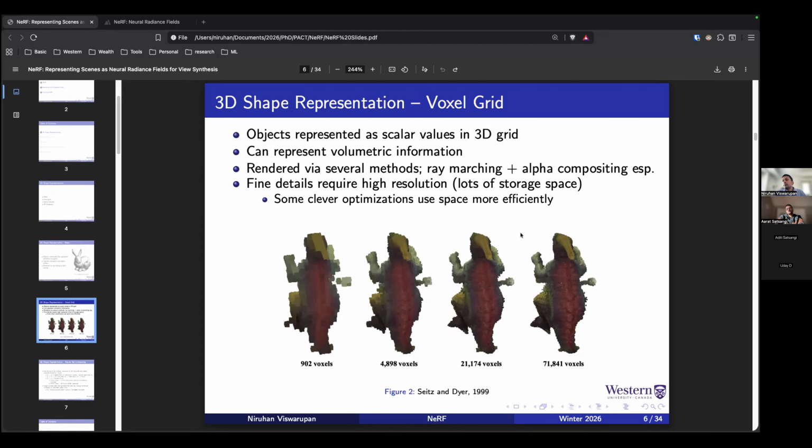But then if you try to represent a big scene in this manner, you might need a lot of space to store all this 3D information. So it expands cubically. If it's 1024 to the power 3, there's a cubic factor, a large increase in the storage space that you need.